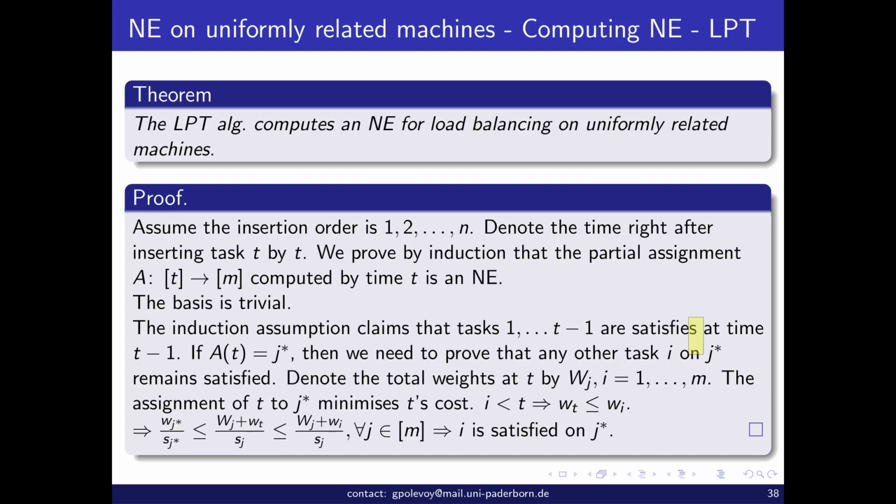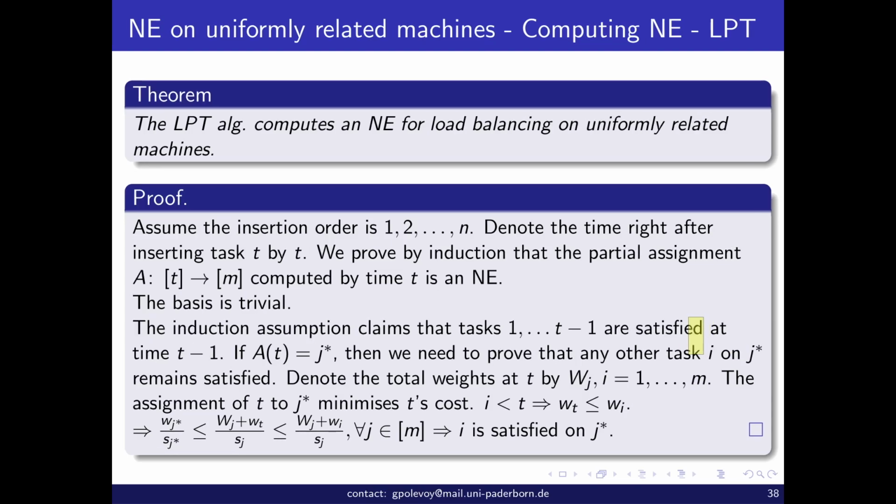So the only thing which can happen, which could destroy the equilibrium, is that one of the tasks, call it I, on the same machine where task T has been assigned, stops being satisfied. That's something we need to show cannot happen. Why? It's simple. You know the total weight at time t at each machine j, denoted capital W. That's not just the weight of a task, that's the total weight.